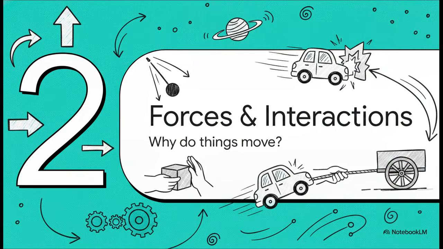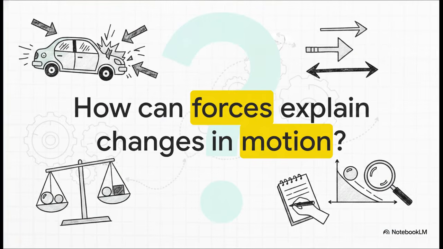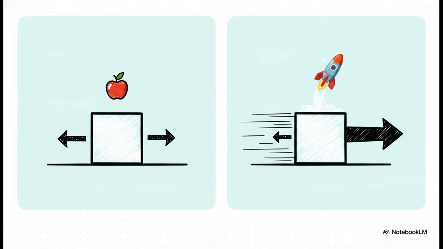Moving right along to Section 2, forces and interactions. Basically, why do things move or crash? That leads to our essential question for Unit 1. How can forces explain changes in motion? You'll be answering this by looking at actual, real-world systems. You aren't just memorizing formulas from a textbook here, you're planning investigations to see exactly why an object's motion changes based on the literal forces pushing and pulling on it. You'll interpret motion data to figure out why a particular object stays put versus why it suddenly accelerates.